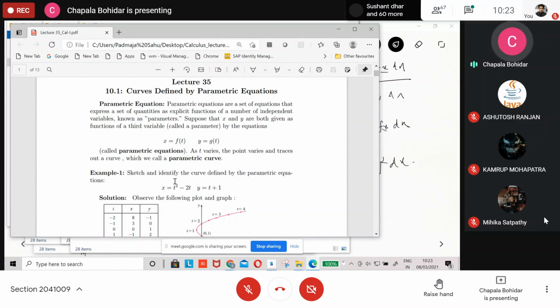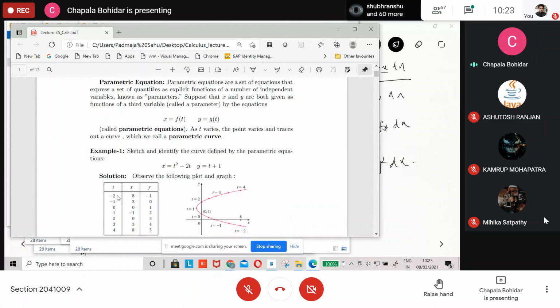So sketch and identify the curve, define, sketch and identify what type of curve. You may not get sketch, but you may get to identify the curve. Short question. Defined by the parametric equation x is equal to t square minus 2t, y is equal to t plus 1. Okay, so the value of t lies from minus 2 to 4.